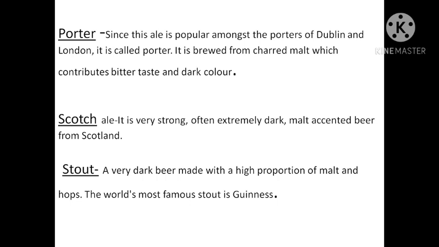Another beer is Scotch ale. It is a very strong, often extremely dark, malt scented beer from Scotland. It is extremely dark and malt concentrated.